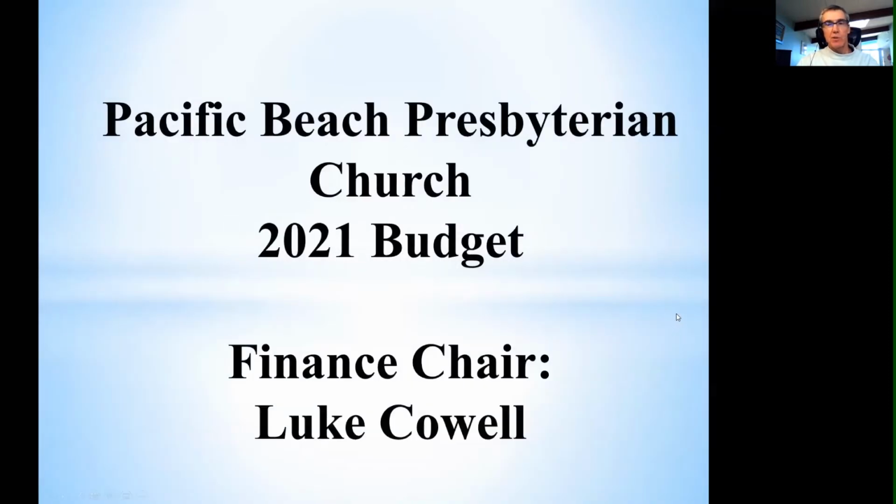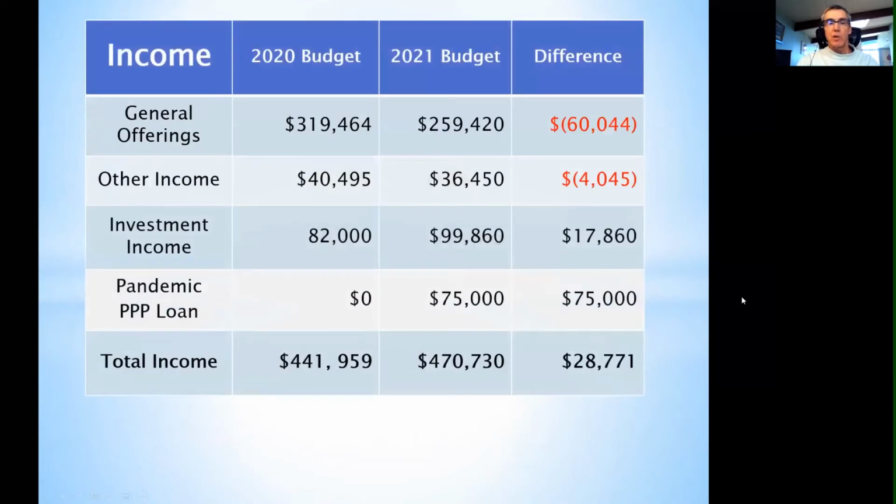Oh, and by the way, just a shout out to George, who's been our longtime leader of the endowment fund, and George does a great job keeping that fund well managed. All right, now I'll move on to the 2021 budget, and we'll start off with the income.